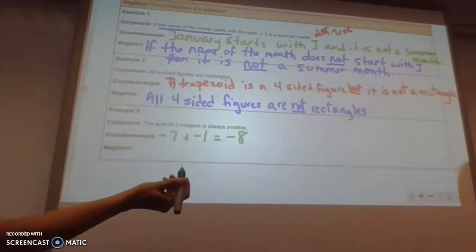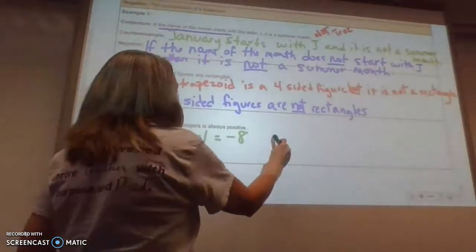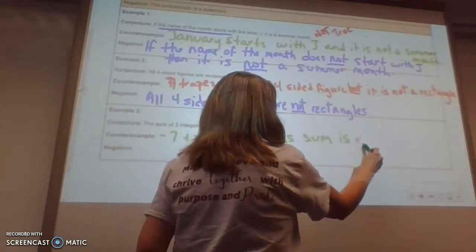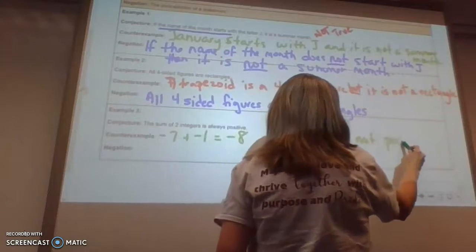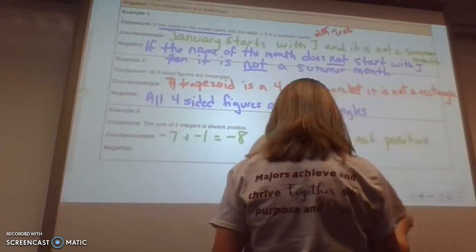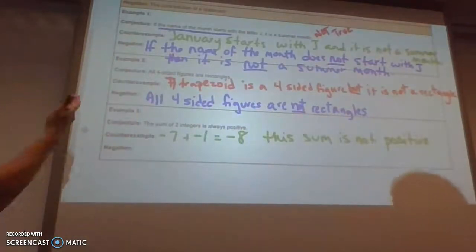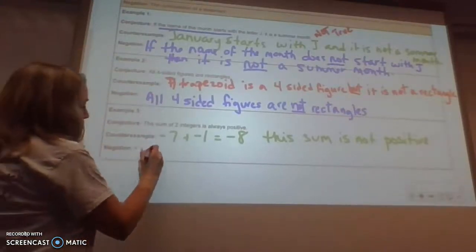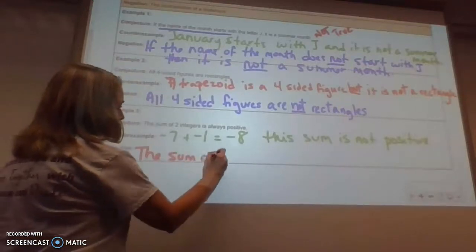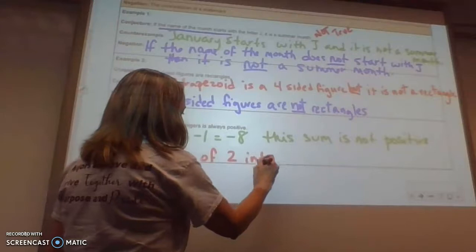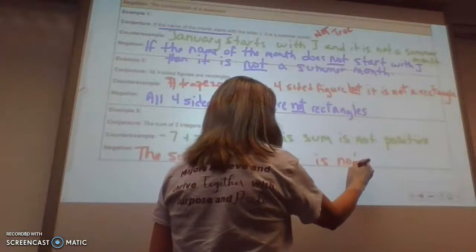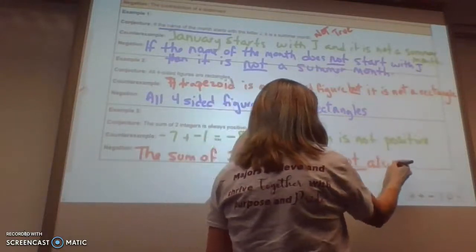Right. So, how would I write that? The sum is not positive. So there's our counterexample. It doesn't work. If it doesn't work one time, then it's not going to be true. Okay? Negation. The sum of two integers is not always positive.